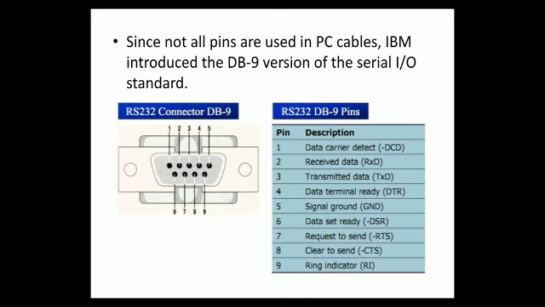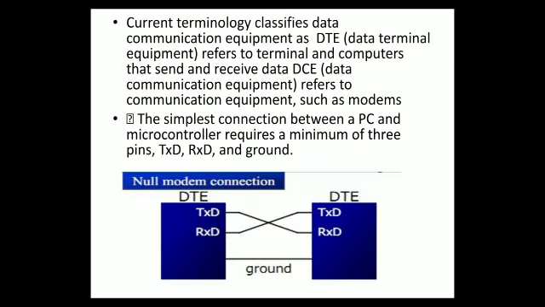Then CTS, pin number 8, is called clear to send, which is an indication that the data is successfully received and has been accepted. The last pin, pin number 9, is called the ring indicator. If you want to produce a ring on a receiver device, pin number 9 is used. Okay, so this is the standard DB9 pin arrangement used in the present day. There is a simple connection called a null modem connection, which you will see in the next slide.